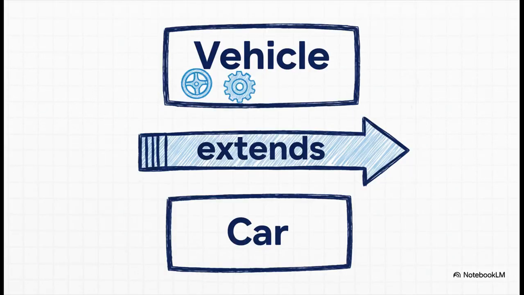And how do we actually establish this relationship in Java? It's all thanks to one simple keyword: extends. As you can see right here, vehicle1 extends vehicle. That means vehicle1 is a more specialized version of a vehicle. This single line of code instantly gives our new class all the powers of its parent.